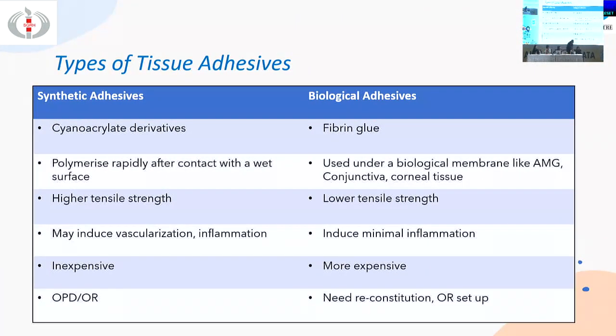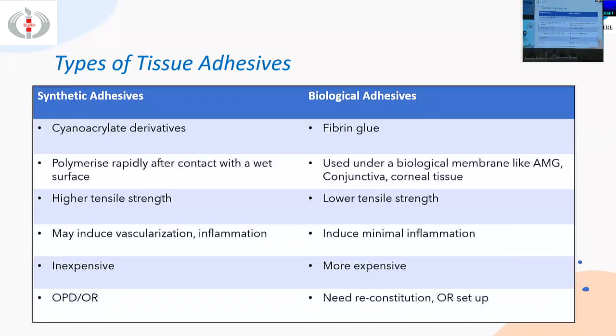Now there are two different types of tissue adhesives, the synthetic adhesives and the biological. Amongst the synthetic adhesives, the one that we commonly use is the cyanoacrylate glue. It polymerizes rapidly after contact with a wet surface and has high tensile strength. Whereas fibrin glue is usually used under a biological membrane like the amniotic membrane graft, conjunctiva or even corneal tissue, and has relatively lower tensile strength.